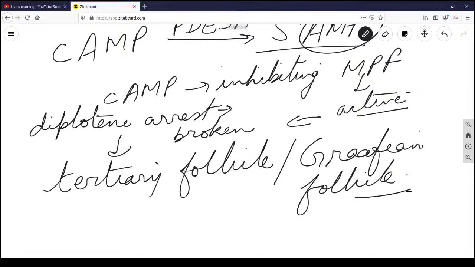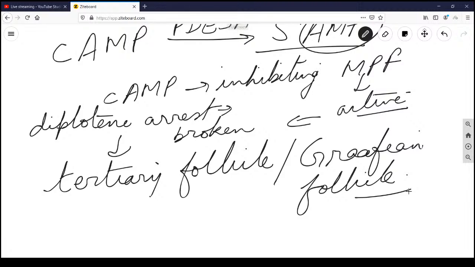So this is the reason why the diplotene arrest is broken at puberty, and this is what the Graafian follicle is all about. This is how you can understand what is really happening in your body. Not just that diplotene arrest happens, it gets broken. This is how it happens. After birth it stays, and this is how it gets broken.